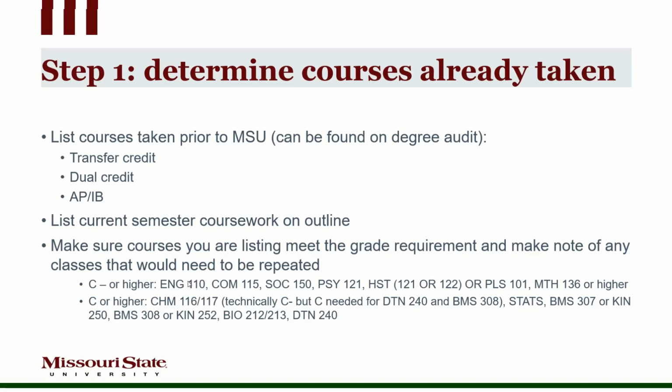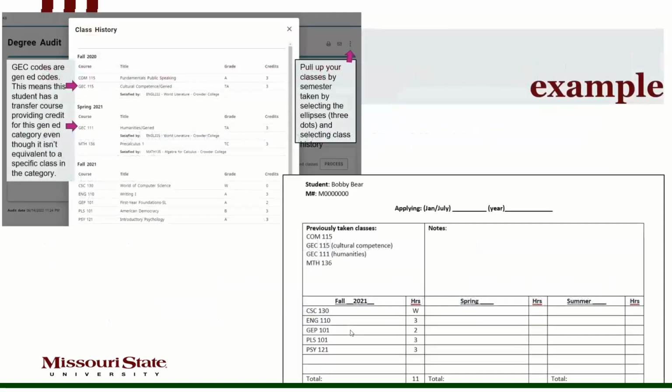But for example, sometimes a student may bring in credit for English 110, but maybe they got a D, so they need to retake that class. The nursing program won't accept it as a prerequisite, even though it meets the general education requirement. So we need to track that and see if there's anything you need to retake.